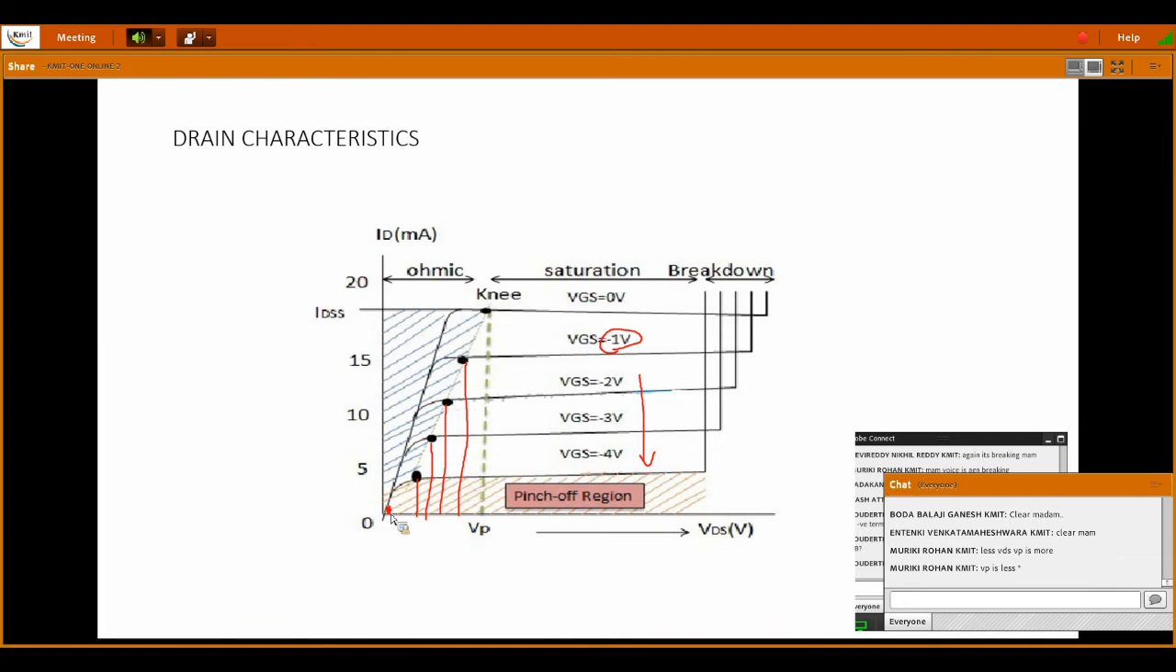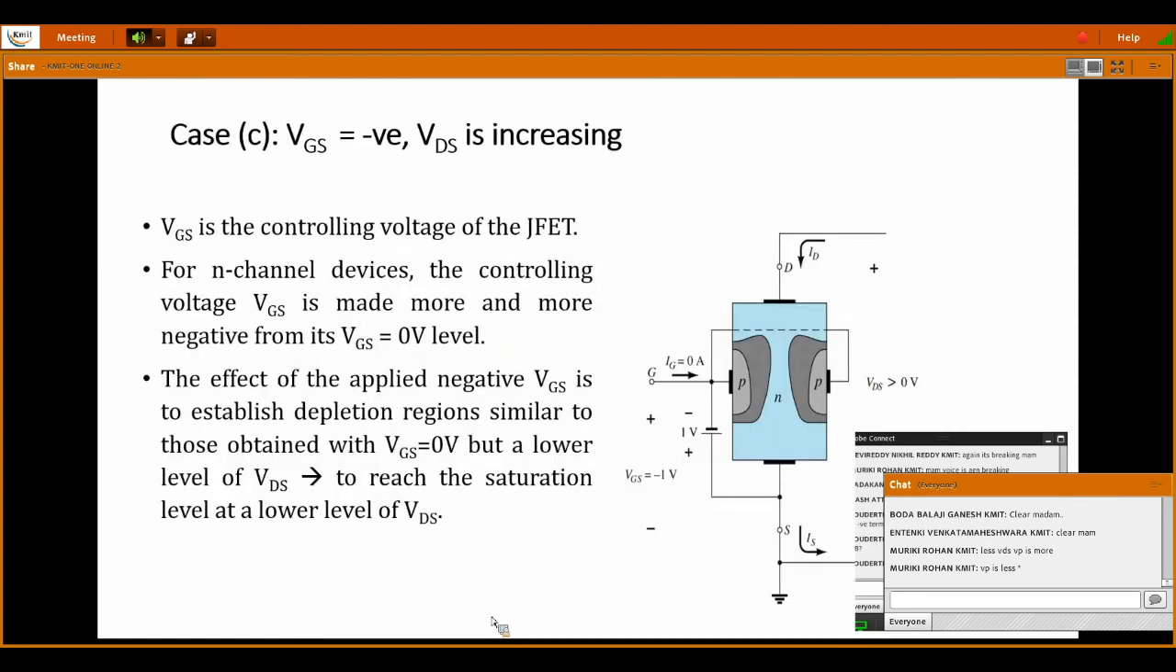By varying VGS, that is gate to source voltage, by varying the input voltage, you can control the output current. So hence the FET is a voltage controlled device. Then which is the input voltage here? VGS. VGS is the input voltage. So if you vary VGS, the output current is what? ID. ID is varying. So that is our third case.